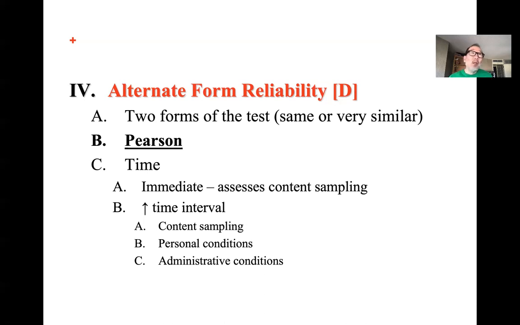But if you kept administrative procedures similar, then odds are you're just looking at content and/or personal conditions affecting reliability. And that's what your 0.80, 0.85, whatever, is telling you. That error is probably coming from how you worded the items. So it's important to know how much the wording of the items can impact things versus the personal conditions of the examinees.